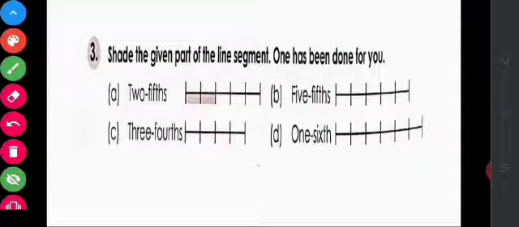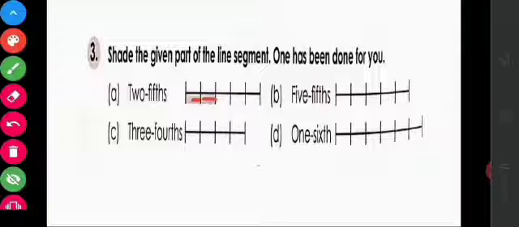The next one. Shade the given part of the line segment. Look at the first sum. 2/5. What is that? 2/5. Two parts out of 5 are to be shaded. 1, 2. Two parts. And then 5/5.